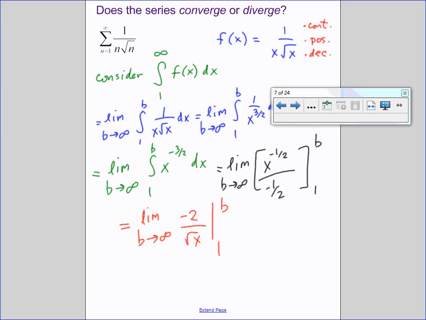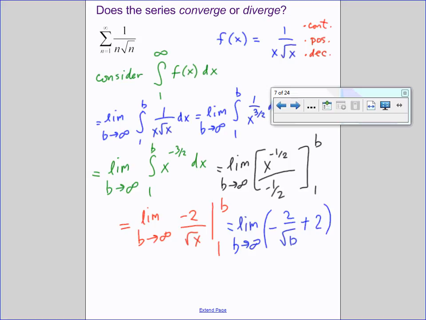Are you guys getting that? Did I do that all right with the signs? The negatives, the positives? All right, can we evaluate that? You bet your boots we can. This is simply the limit as b goes to infinity of, evaluating the antiderivative with the upper limit substituted in, I get -2 over root b, minus a -2 over 1, which is plus a +2.